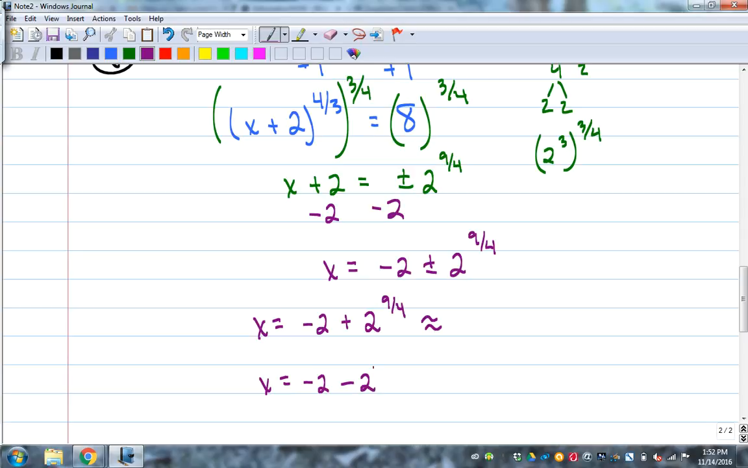Why would you make it 0? Because plus or minus would make plus 2, would make it minus 2 makes it 0. Negative 2 plus 2 to the 9/4. 2 to the 9/4 is not 2. It's a much bigger number. Well, maybe not much bigger, but it's bigger than 2.